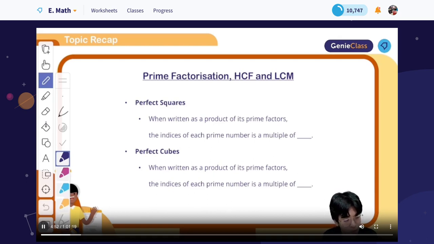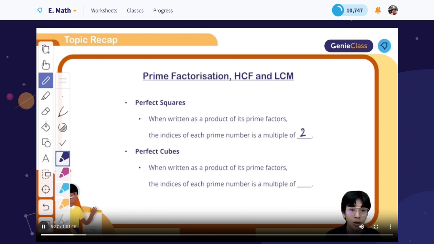When written as a product of its prime factors, the indices of each prime number is a multiple of what? What should the indices of each prime number be a multiple of? Okay, correct, Isabel. You need it to be even. That means it has to be a multiple of 2. Multiples of 2 are even numbers.